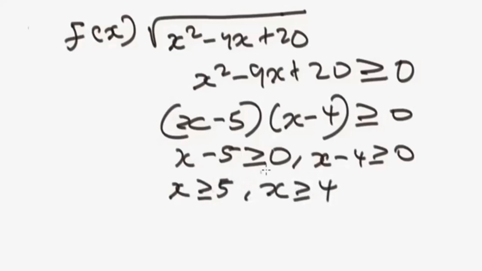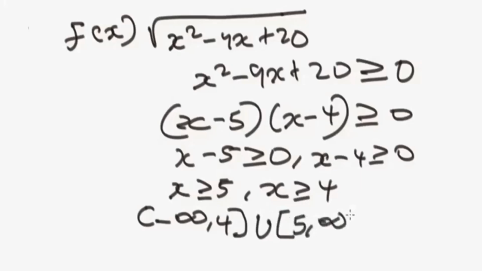Now to represent this in interval notation, it's going to be all numbers from negative infinity to 4, including 4, and values from 5 to positive infinity, including 5. So that will be the domain of this function. So let's wipe this now and go on to the next rule. Let's explain the next rule.